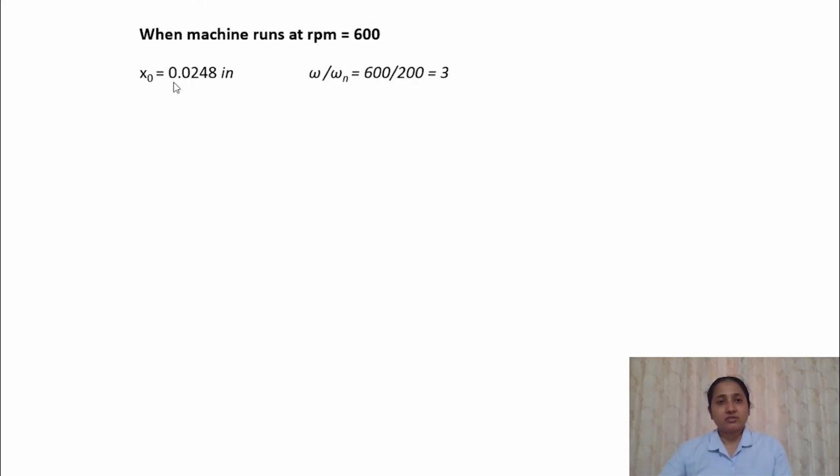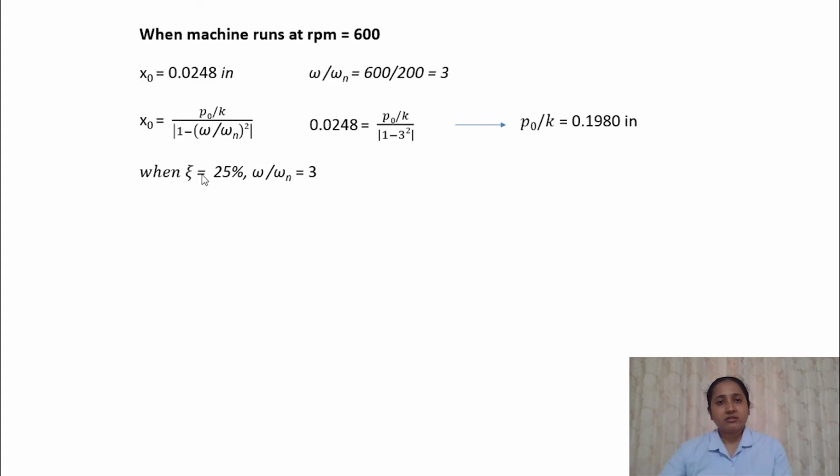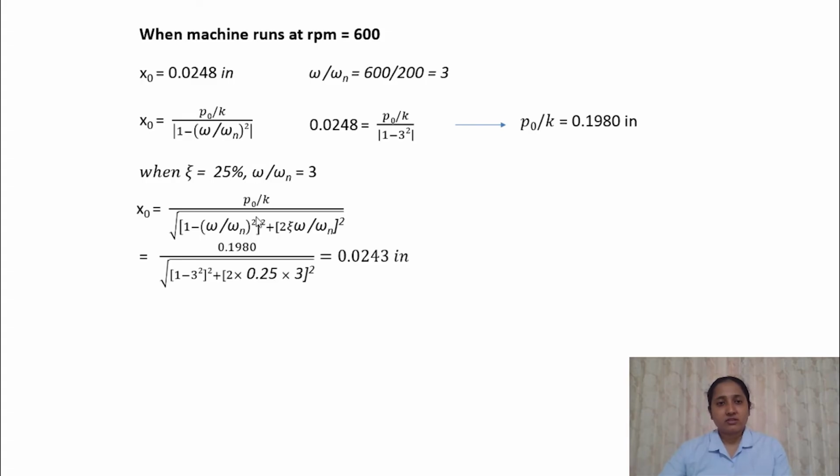Now let's calculate for 600 rpm. Again, the amplitude is given, the frequency ratio we can calculate, and it comes out to be 3. Substitute here, you would get the same static response. We can skip these steps by now; I just kept it for clarification. This is the static response, and this will be constant irrespective of the rpm. When the damping is 25%, let's calculate the amplitude, and that comes out to be 0.0243. So this would be the response amplitude if we replace the springs by rubber isolators.